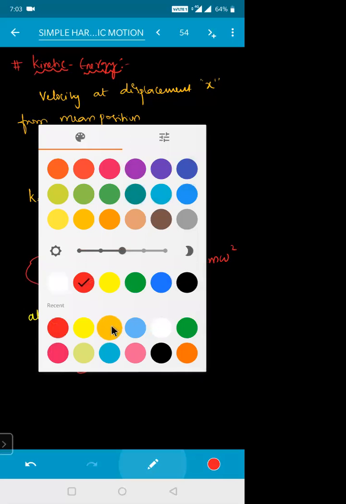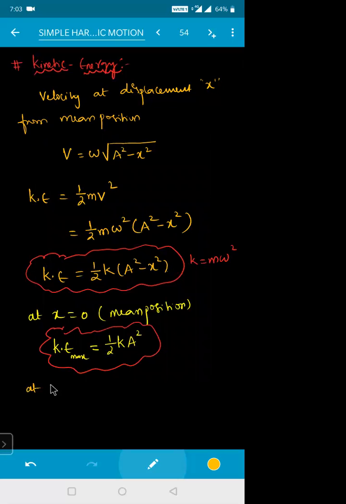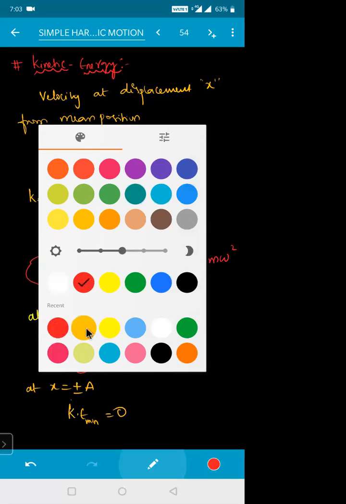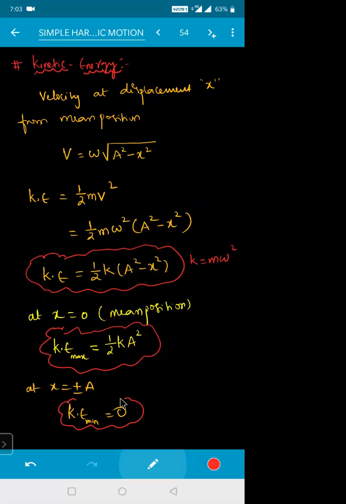Now tell me, at the extreme position, at x is equal to plus or minus a. Now in the place of x, you take a. How much will it be? 0. That means at the positive extreme or negative extreme, kinetic energy will be minimum, equal to 0. Minimum kinetic energy will be 0 at the extreme position.